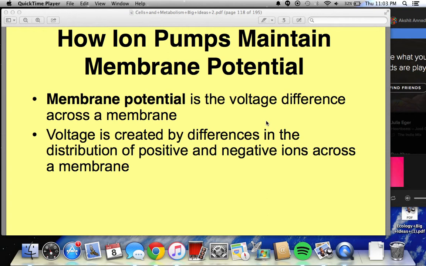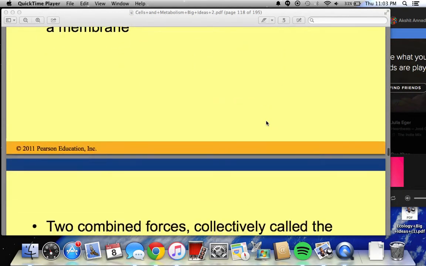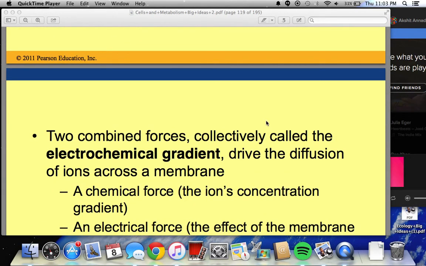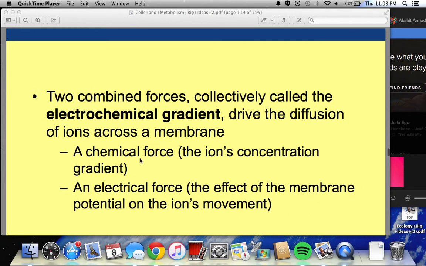Like, if there's more positive stuff on one side and less positive stuff on the other side, the one with the more positive stuff is going to be positive, the one with the less positive stuff is going to be negative, and this voltage creates something that the solutes can go down, and that's called the electrochemical gradient, because the chemical force is the ion's concentration gradient, so going from high to low and low to high.